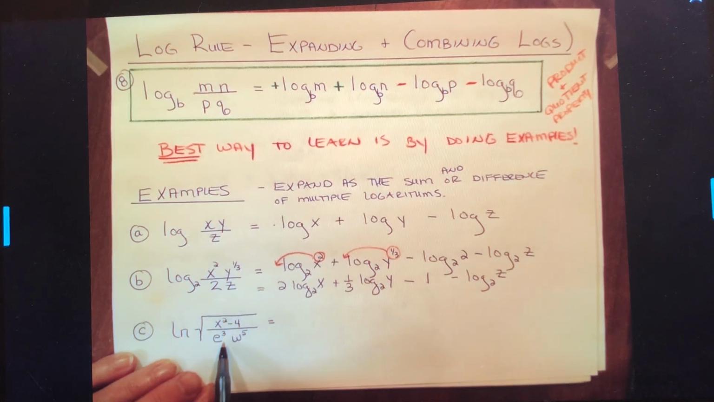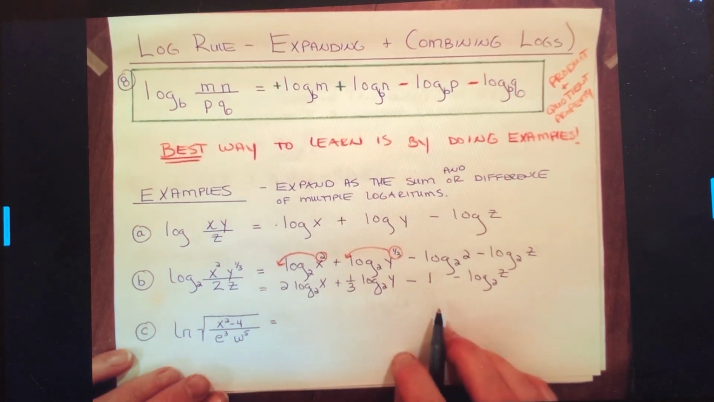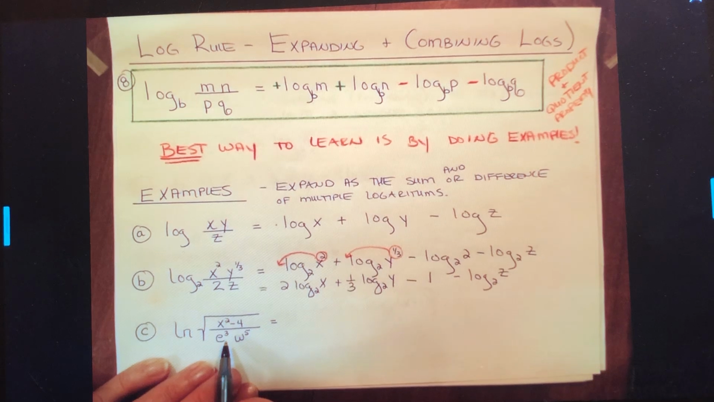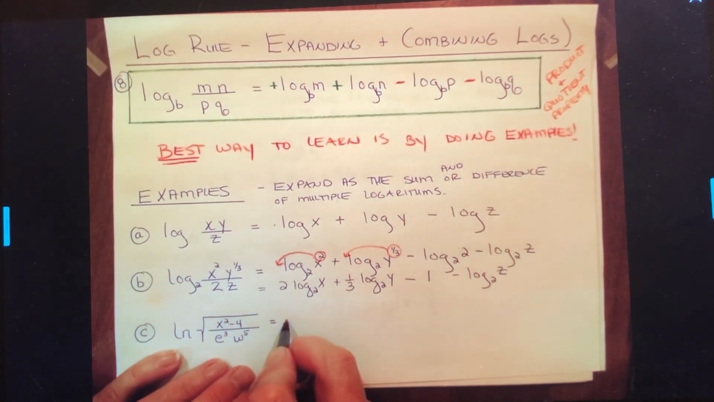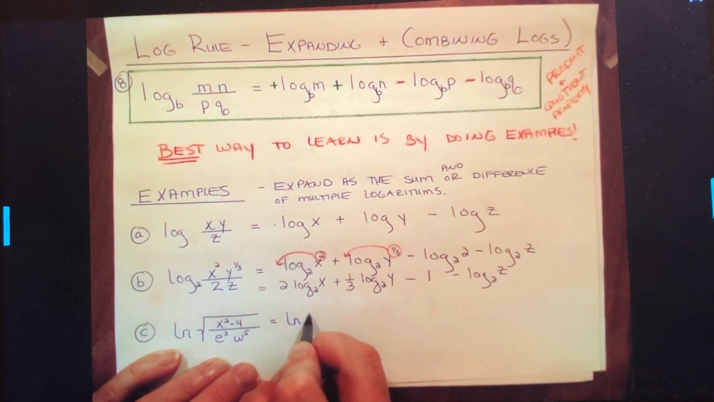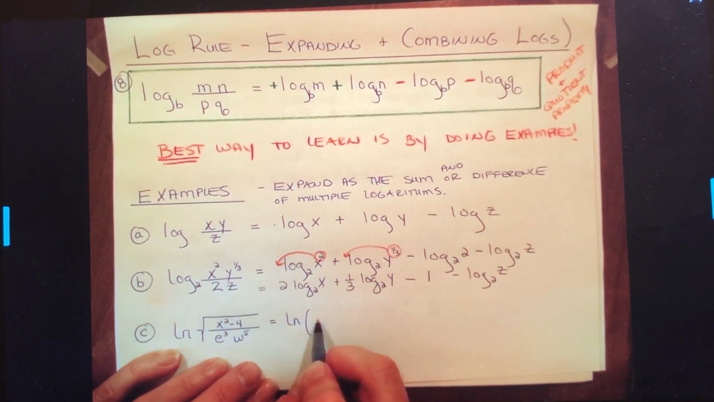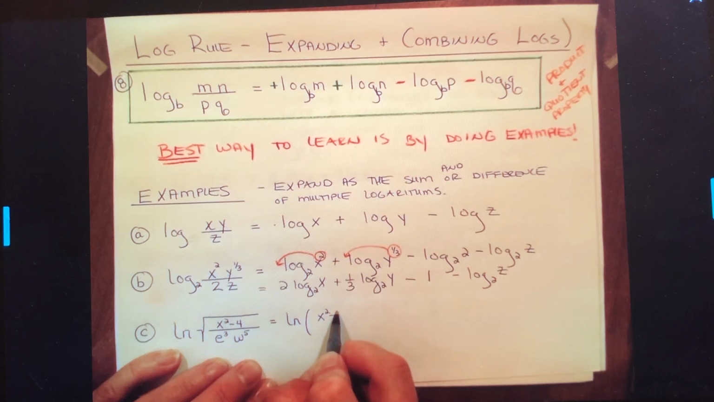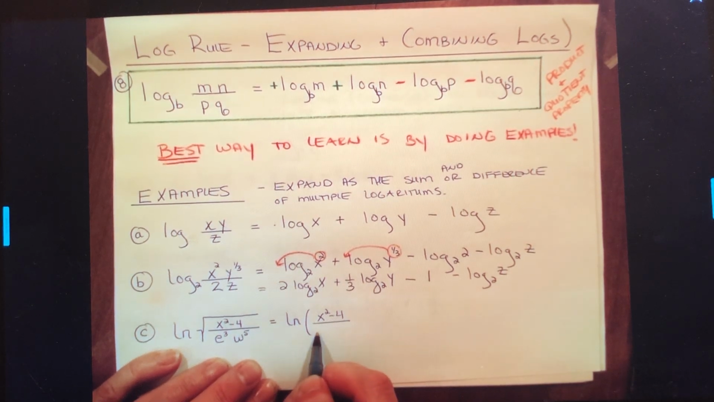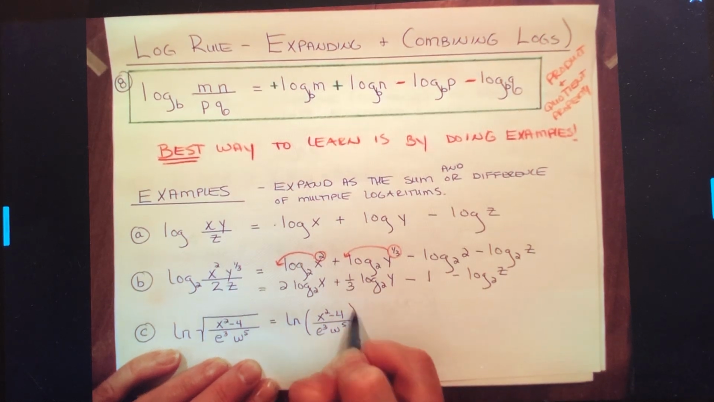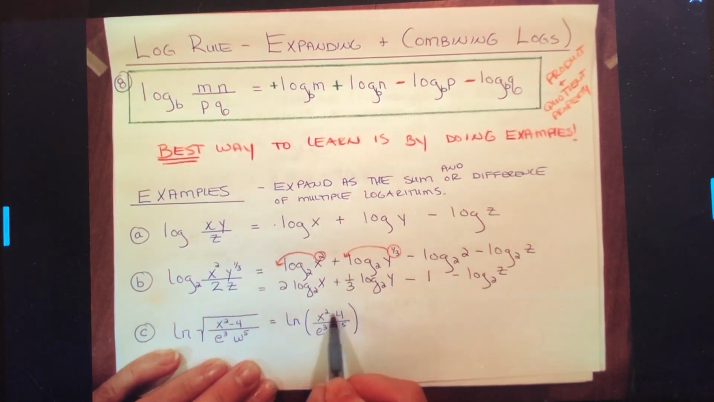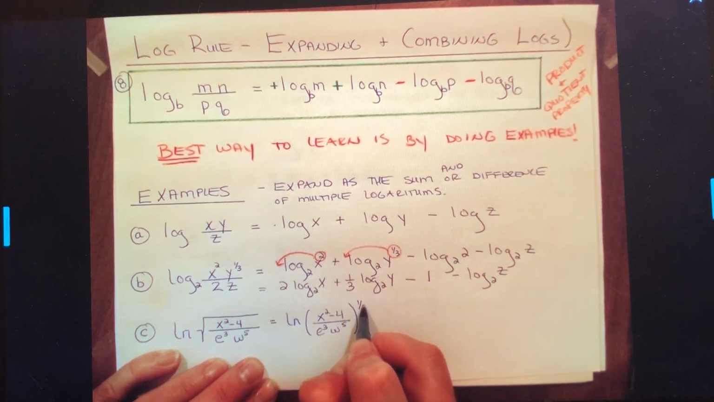I can't really break it apart yet. So what I would like to do is rewrite this using an algebra process where you can take a radical and rewrite it as a fractional exponent. So let's just rewrite this quickly like this. The natural log of, I still have x squared minus 4 divided by e cubed times w to the 5th. But let's take this radical and write it as a fractional exponent, right, like that.